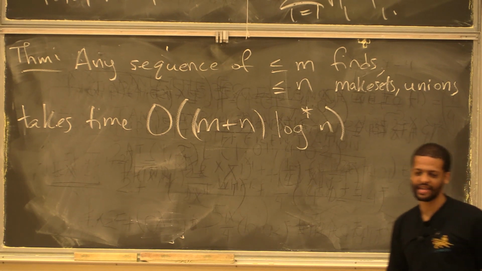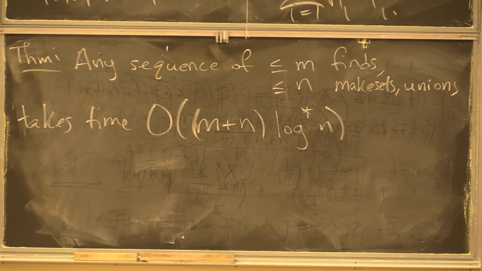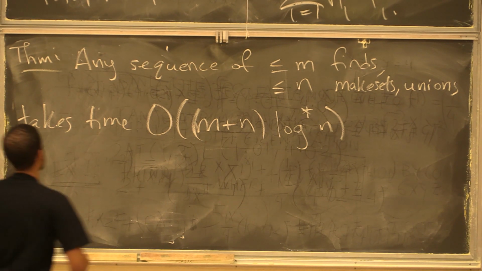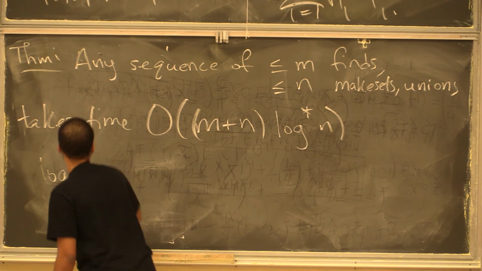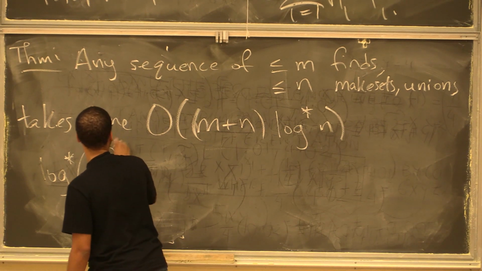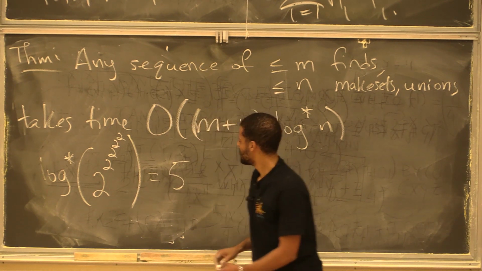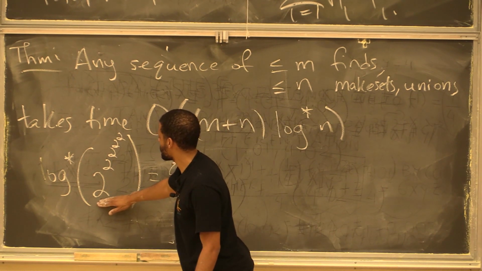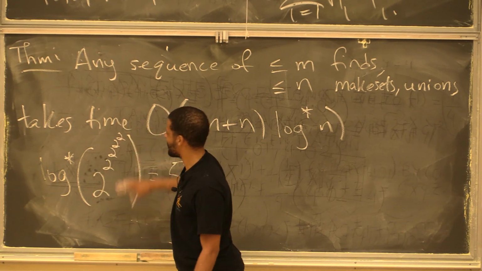Remember, I talked about log star back when I talked about Karatsuba's algorithm, right? What does log star of n mean? It's the number of times you take log base 2 before you get down to 1, right? So basically log star of, say, 2 to the 2 to the 2 to the 2 to the 2 is 5, right? Because if I take log base 2 of this, I get rid of one 2. If I take another log base 2, I get rid of the second 2. If I take 5 of them, I get down to 1.